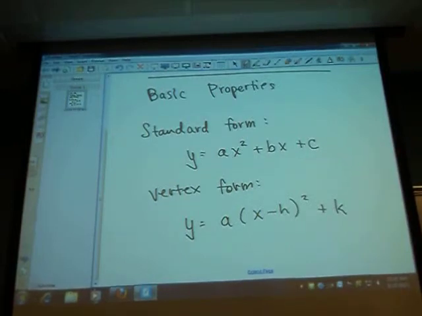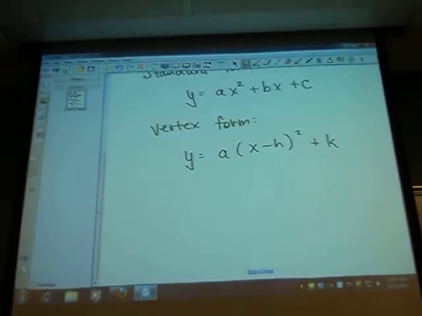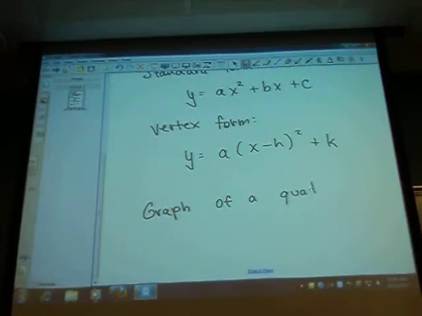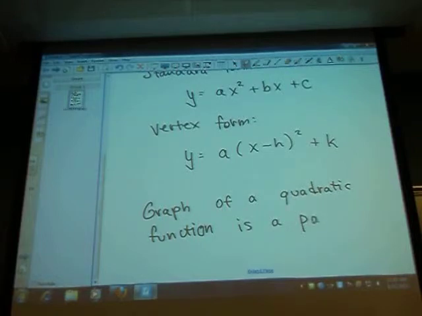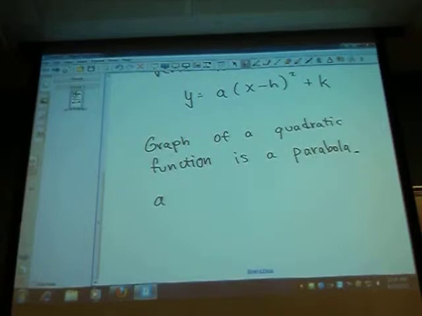Now, what does a tell you? Well, first of all, what is the graph of a quadratic function called? A parabola, yes. Parabolas don't really have a slope because it's a curve. Would h and k be points on the parabola? h and k is actually the vertex itself. We'll talk about that later though.